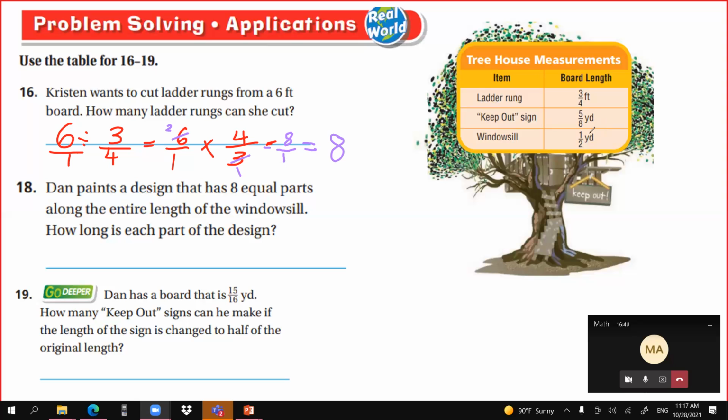Here, the board length is ½ yard. Okay? You cut it into 8 equal parts. The window sill is ½ yard. You cut it into 8 equal parts. So what's the length of each part? What do you have to do? See, Malak, the length of the board is ½ yard. You cut it into 8 parts. How long is the length of each part?